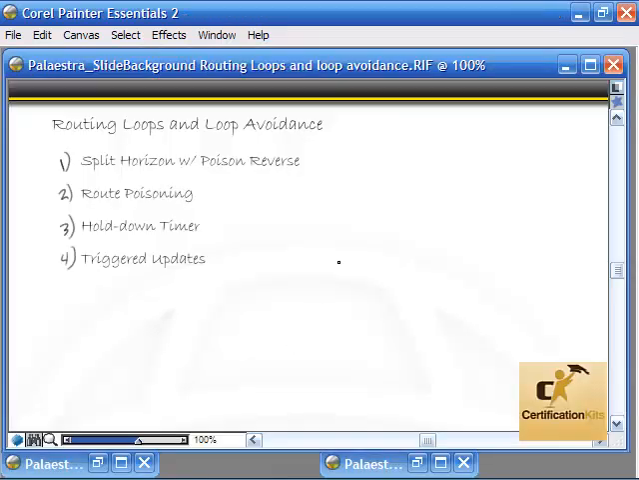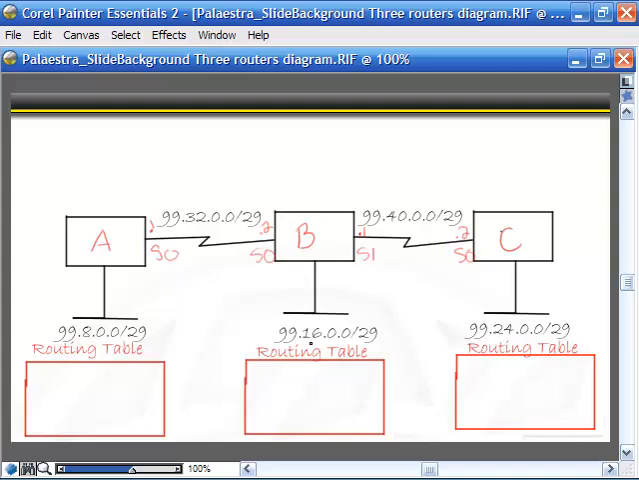There are a few methods RIP and IGRP use to avoid routing loops. The first is split horizon with what's called poison reverse. Let's take a look at what split horizon does. I've simplified this slide again to demonstrate split horizon.